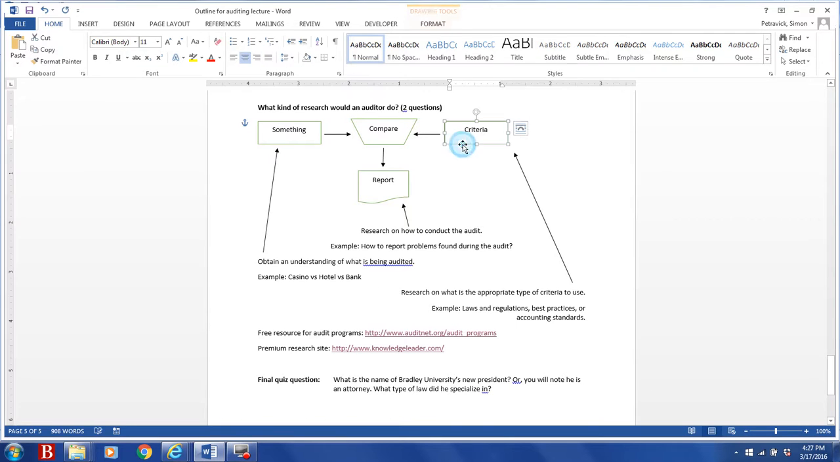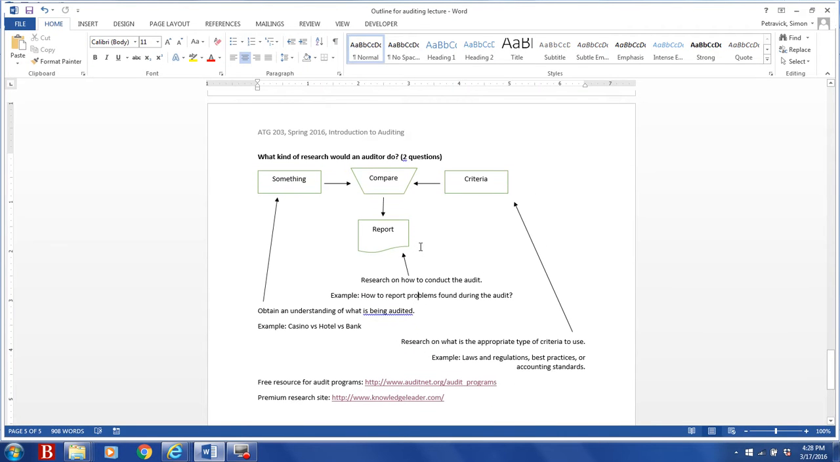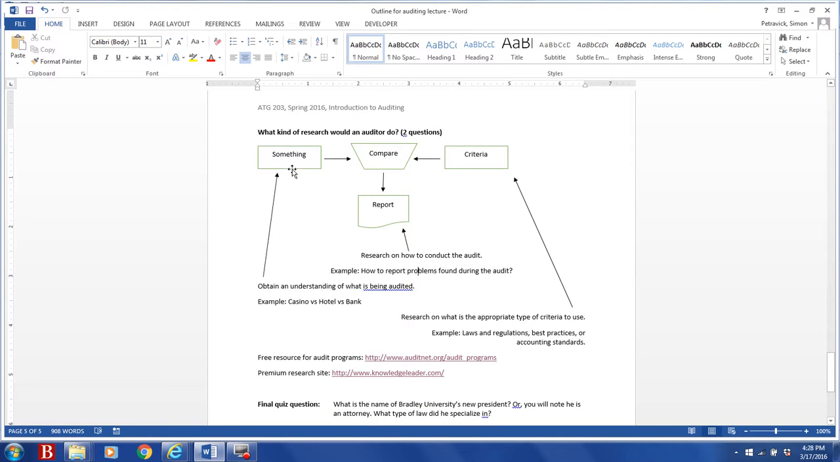And then you also have to do research on the criteria. For example, we might be looking for ideas about laws and regulations, best practices, or accounting standards. That can be found, for example, in the codification if we were looking for accounting standards. And then in the middle here, we are going to look for examples of how to conduct the audit. We could go to auditing standards or other types of guidance. And then depending upon whether problems occur or we don't find any problems, there's a wide variety of reports that have to be issued. So any of the elements in the diagram are very ripe for research.